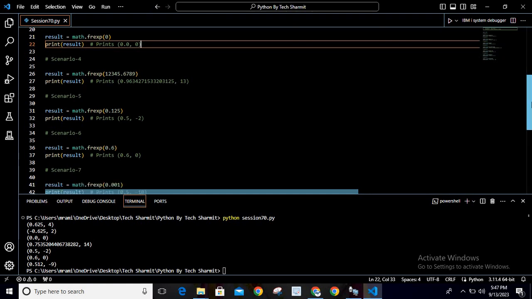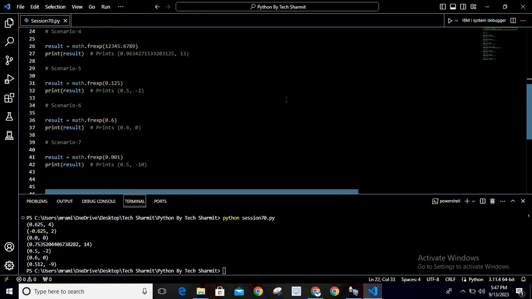Okay, now look at the fifth scenario. Here we are passing the value as 0.125. The equivalent fraction for 0.125 is 0.5 and minus 2. Alright, now look at the sixth scenario. Here we are passing the value as 0.6. When we break down 0.6 into two portions, the first portion represents the fraction and the second portion represents the exponent. So the output would come like this, 0.6 and 0.